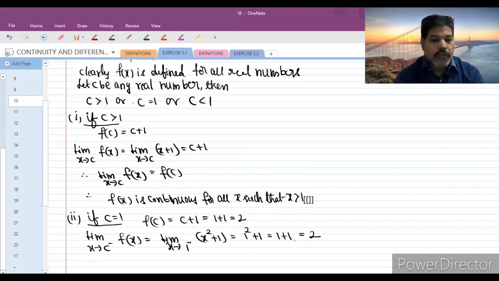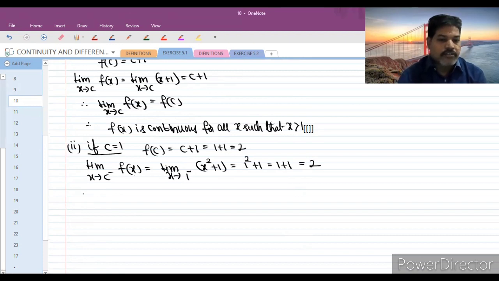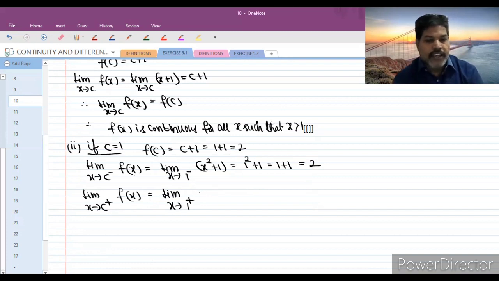Similarly, we will calculate the right hand limit also. The limit as x extends to C plus, which is 1 plus, of f of x. If x is greater than 1, already you know that it is x plus 1.